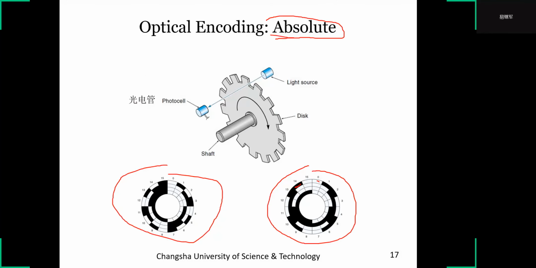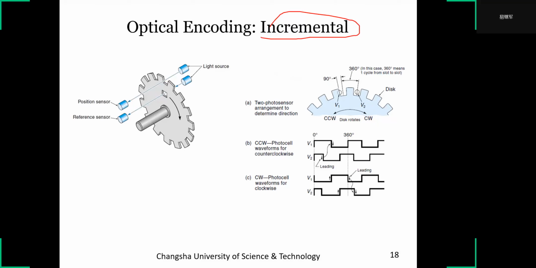The absolute encoder has only one light source, through the slot to the photocell. The incremental encoder has two lines. One is for a reference sensor, another is a position sensor.